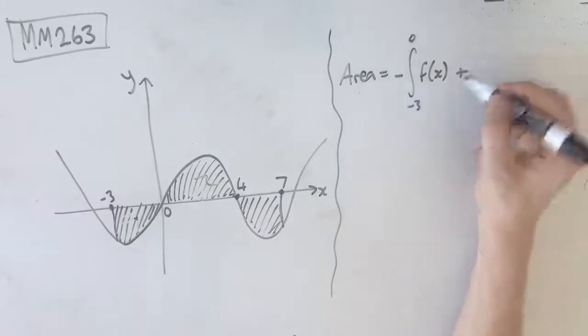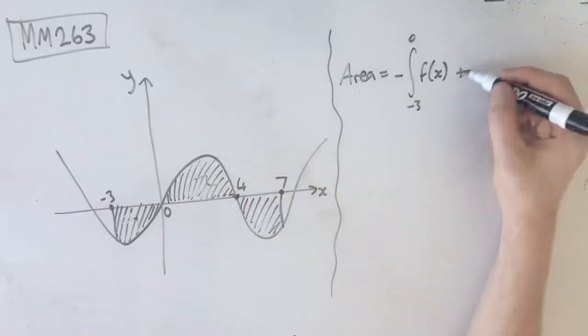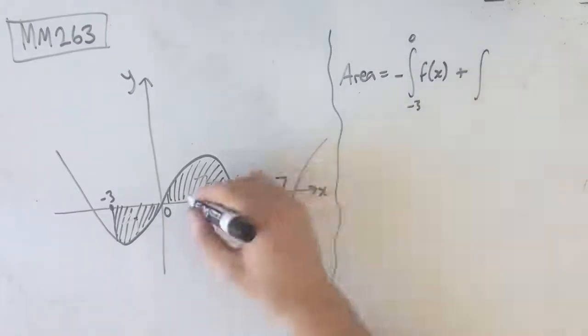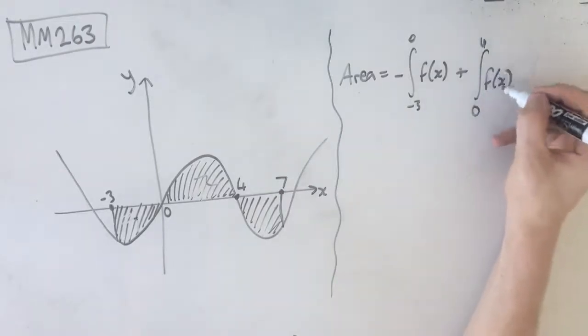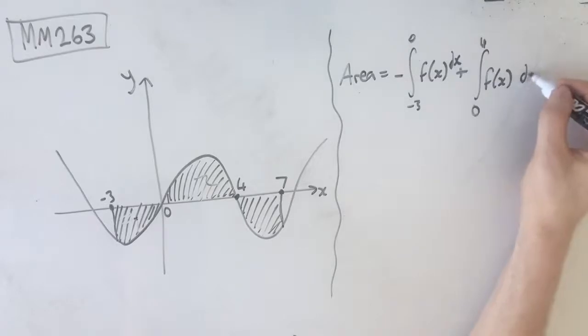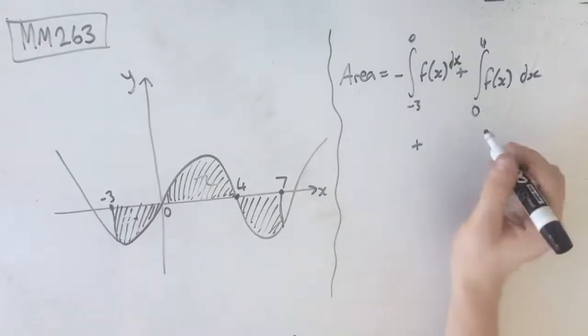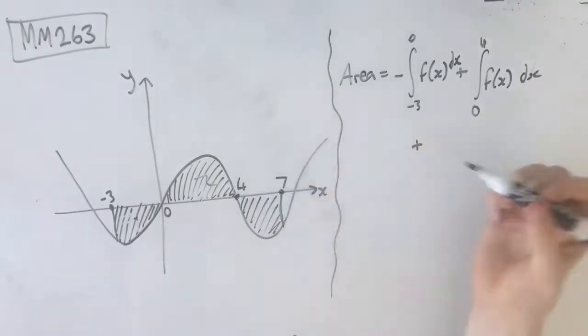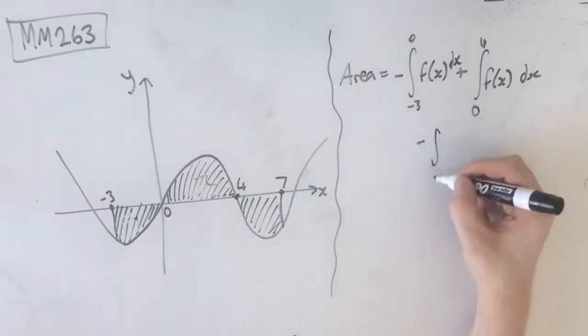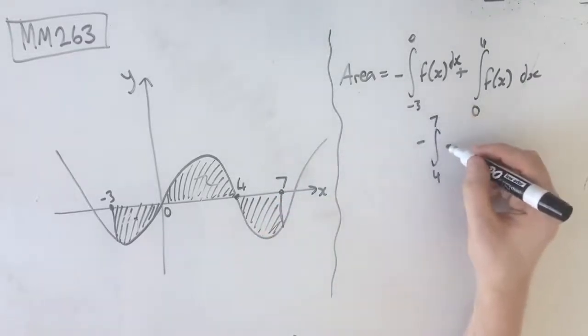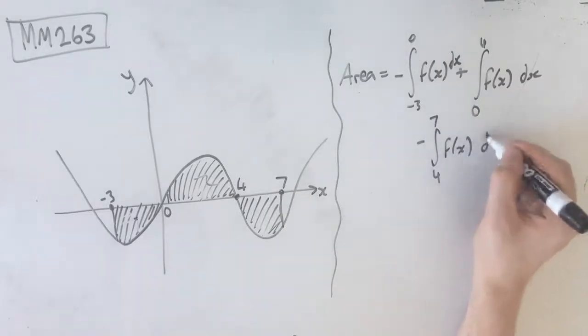What's next is our section from 0 to 4. That's just going to be a positive because it's above the x-axis, so we're going to come out with a positive answer anyway. So 0 to 4 of f of x, that should have a dx there, dx. Plus, from 4 to 7, which means that because it's below the x-axis, we're actually going to minus that because we're minusing a negative, which means that it's going to come out as a positive.